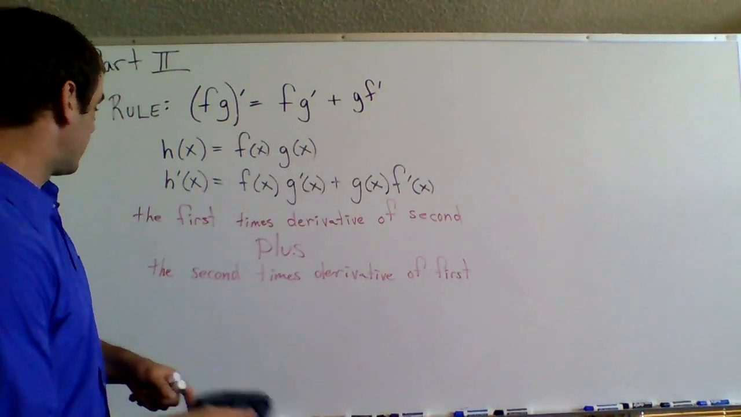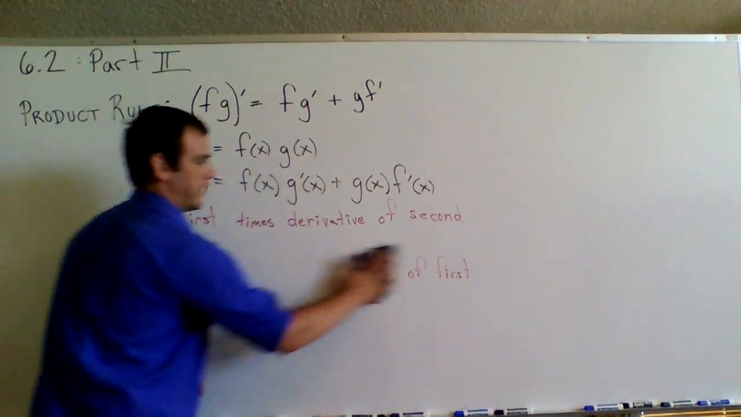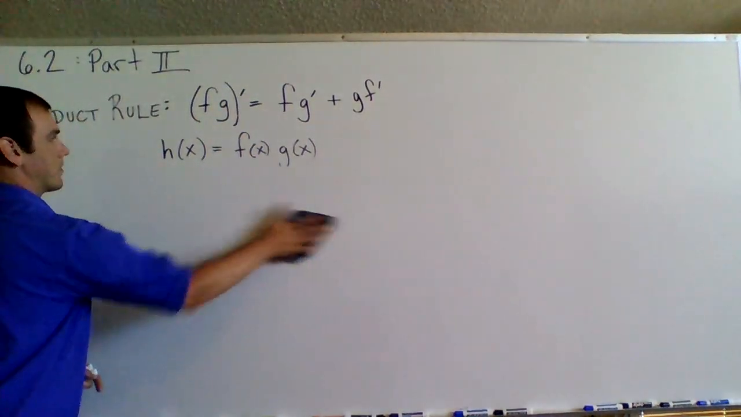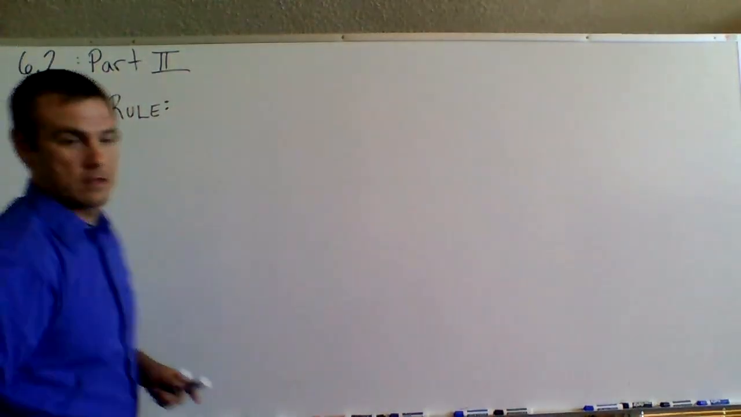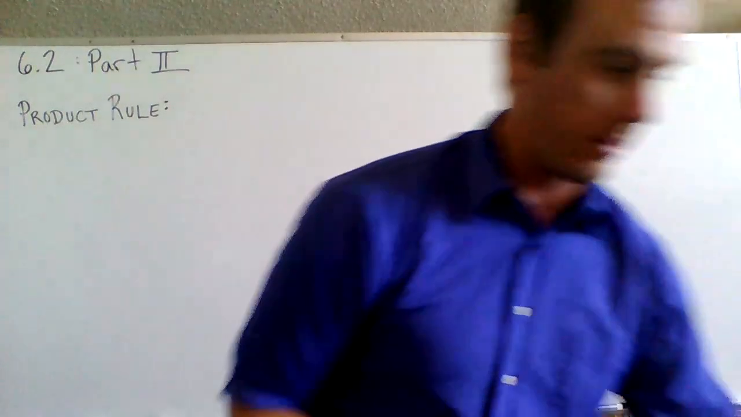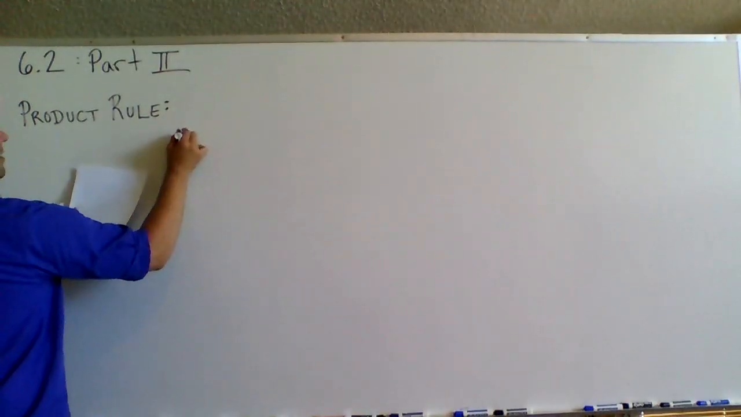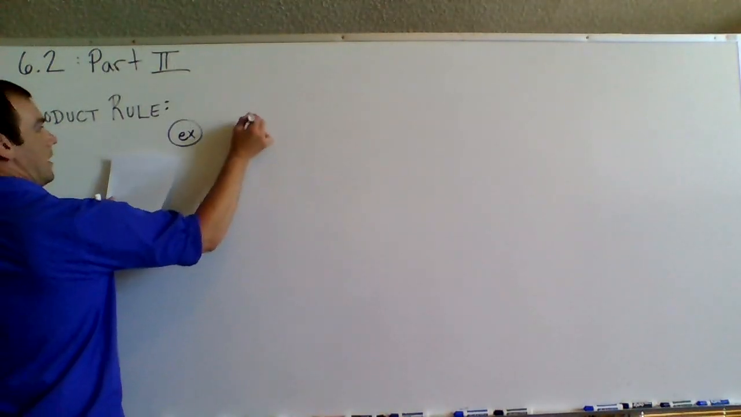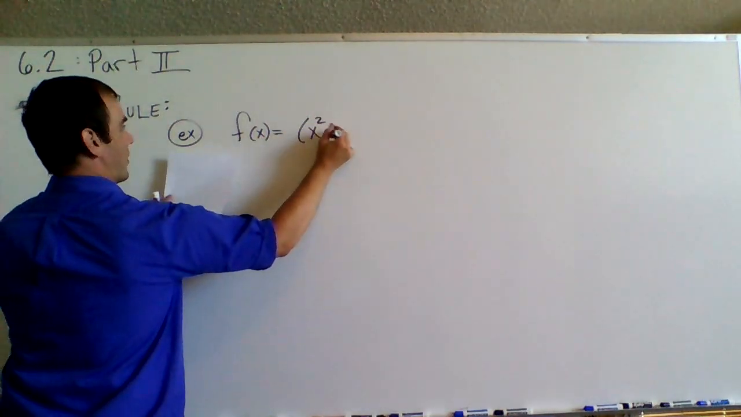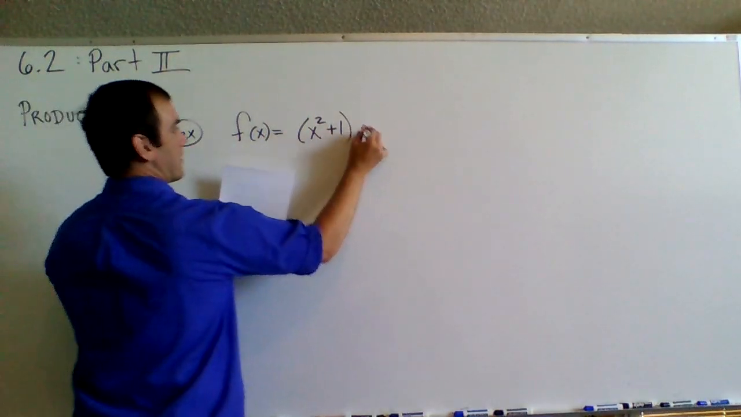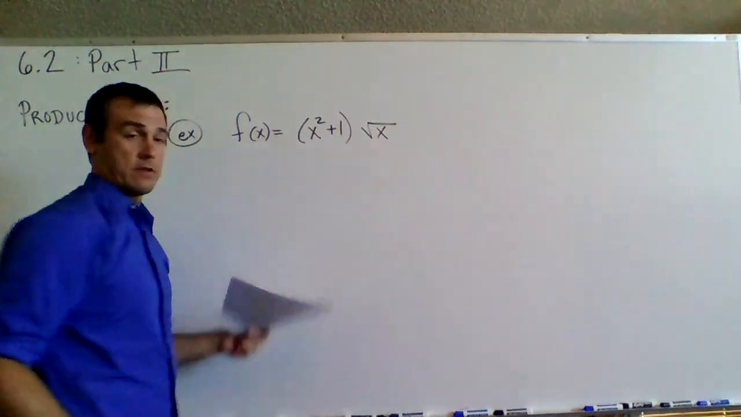All right, let's get on to some fun here. Let's actually do a problem. All right, so let's check out this example. f of x is going to equal x squared plus 1 times the square root of x.